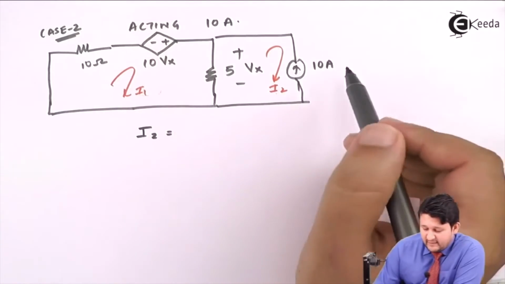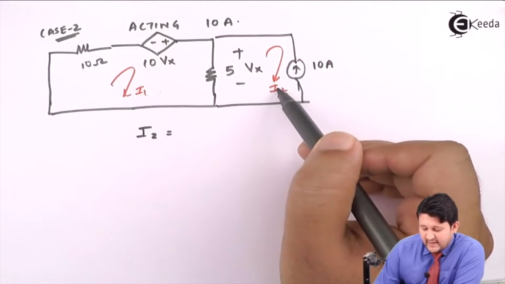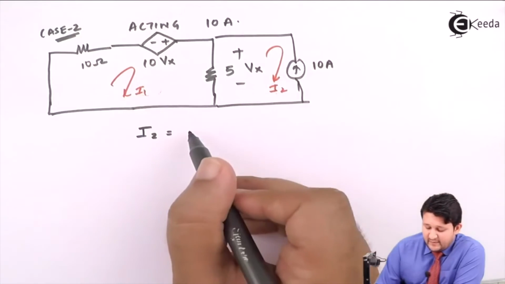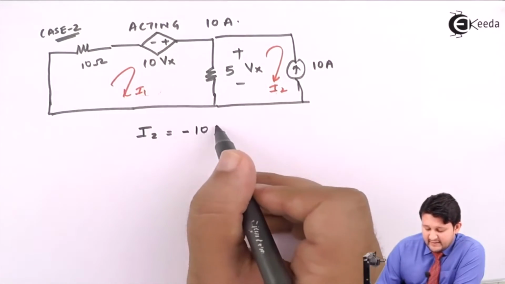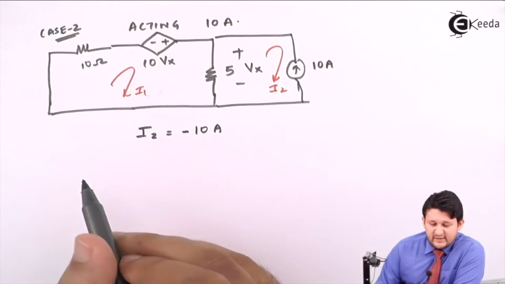observe it, the value and direction of both of them. The I2 current direction and the 10 ampere direction, both the directions are opposite. Since they are opposite, the sign will be minus. If they would be the same direction, in fact, the sign of I2 will be positive.